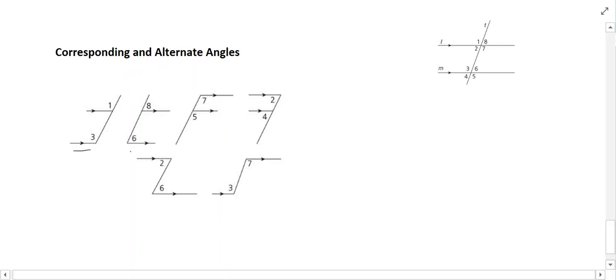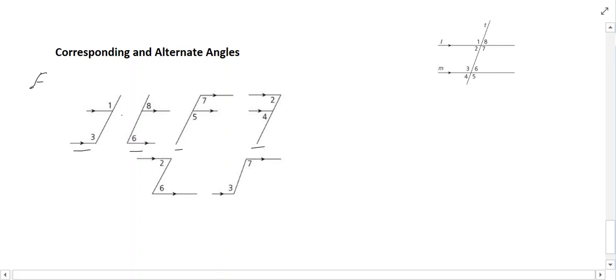Okay, so this one, this one, this one, and this one. Now, the first thing, when you look at, for example, corresponding angles, you'll notice that an F type shape is produced. Okay, so you get this kind of F type of shape. So you notice that this one here looks like an F. So they look like upside down Fs. These two look like Fs as well.